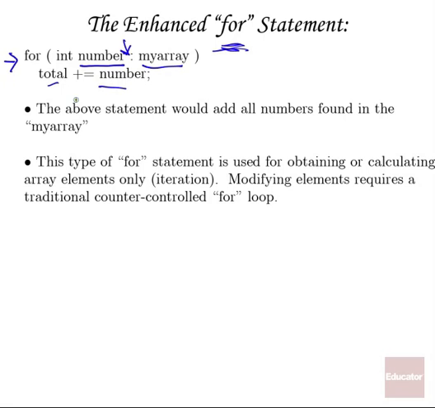And what that does is that statement would add all the numbers found in that array that we've called myArray. And so whatever all those numbers strung together, if you add them all up, this statement would return that grand total. Now, keep in mind that this type of for statement is used for obtaining or calculating array elements, or to loop through them, to iterate through them. If you want to change data, modify the values in the array, then you're going to have to use a traditional counter-controlled for loop that we've seen before in our loop chapter.